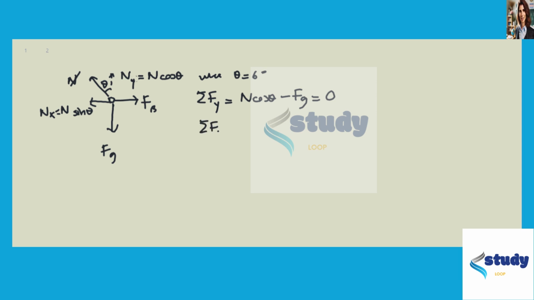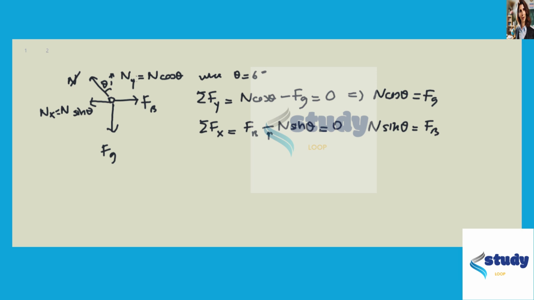The net force in the x direction is going to be F sub B. There's a positive here, as you know, because it's along the positive x direction. And then we have minus N sine theta. Again, this minus comes from the fact that N sine theta is in the negative x direction. Again, we don't have any acceleration in the x direction, so that equals 0. From here, we have two equations. N cosine theta equals F sub g. N sine theta equals F sub B.